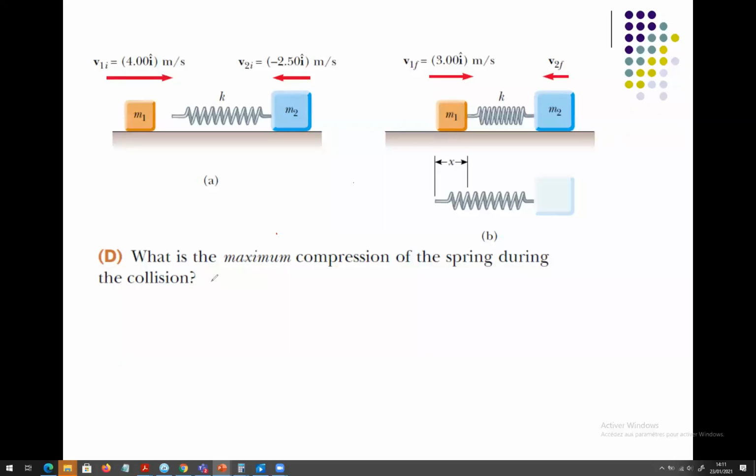Now let's take part D. What is the maximum compression of the spring during the collision? M1 is moving to the right and M2 to the left. We arrive at a point where we get a maximum compression between M1 and M2. So here, if you continue, let's draw on the same figure.